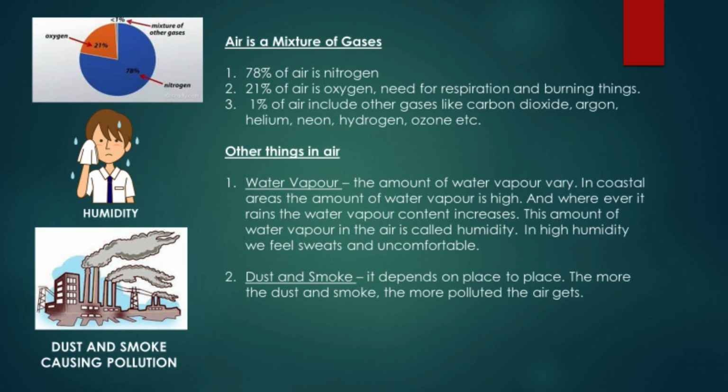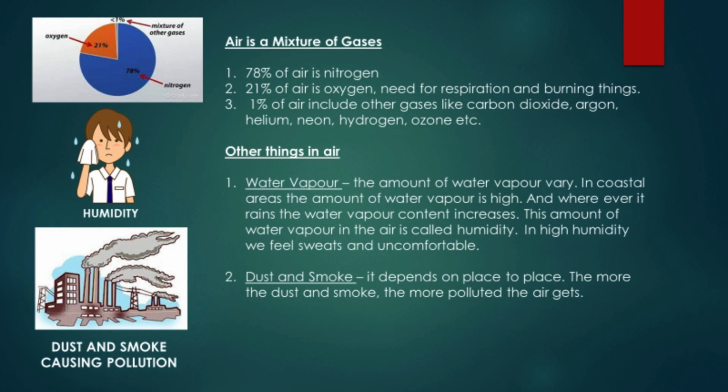Air is a mixture of gases. 78% of air is nitrogen. 21% of air is oxygen, needed for respiration and burning things. 1% of air includes other gases like carbon dioxide, argon, helium, neon, hydrogen, ozone, etc.